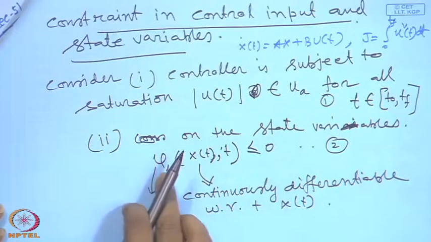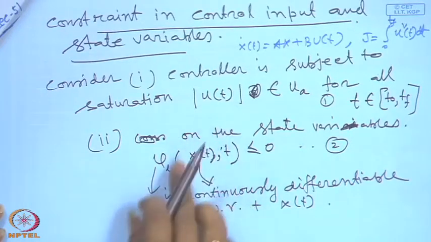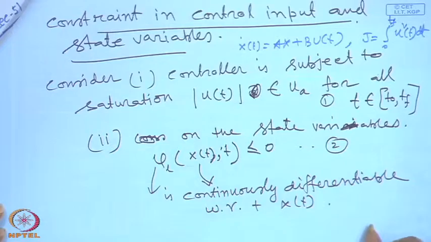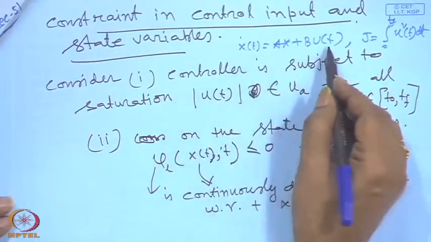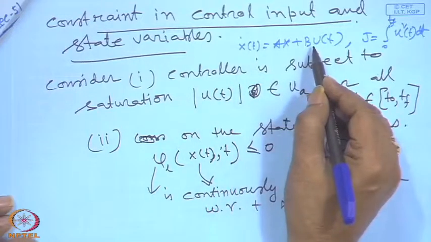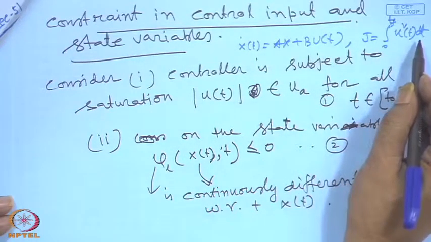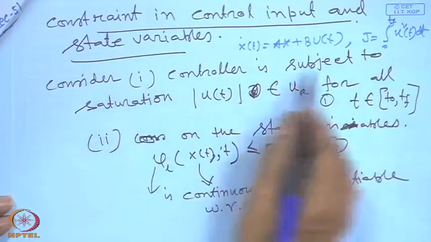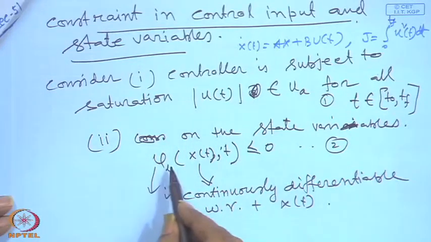We have L constraints, and these constraints are differentiable with respect to t. So our problem statement in this case is: given the system described in a state space model, our problem is to minimize the control effort or control energy, subject to the condition on the input and also the constraint on the state.